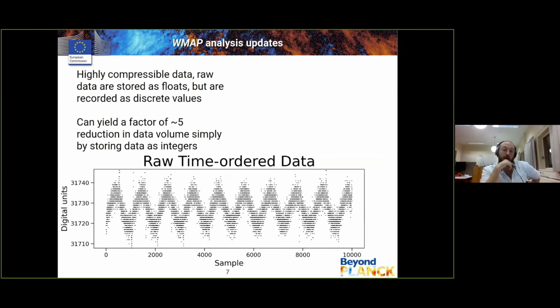One other improvement that we plan on making to this pipeline is taking advantage of the discretized nature of the data set. So the raw uncalibrated data are stored as 5-digit floats, but they can easily be represented as approximately 50 different integers, which are much less data intensive. As Matthew talked about, this is being implemented for LFI already, but when it's going to be implemented for WMAP, it'll be an even larger data volume reduction on the order of about a factor of 5.